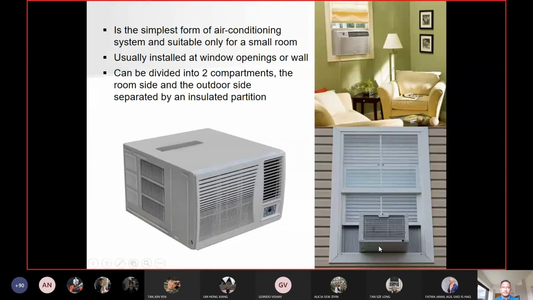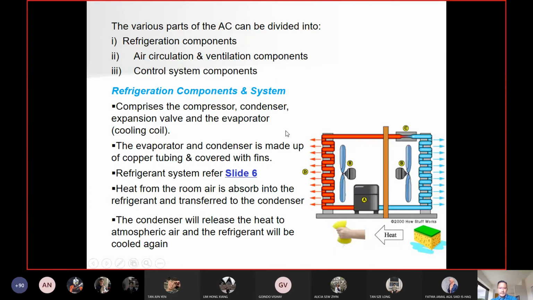But the principle is the same. It still has the evaporator, the condenser, refrigerant, expansion valve, compressor, everything. But it comes in one unit. The split unit, that's why we call it split unit, comes in 2 units. But all the other components are the same. The various parts of this aircon can be divided into refrigeration component, air circulation and ventilation component, and control system component.